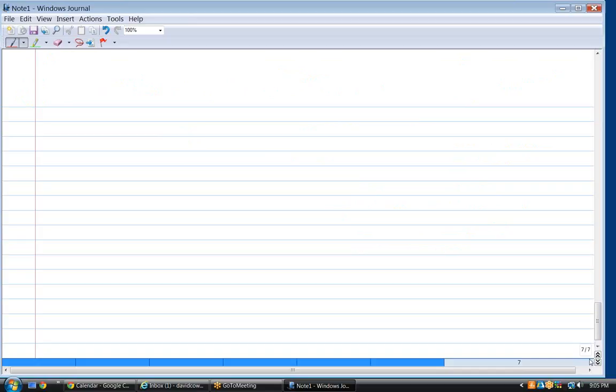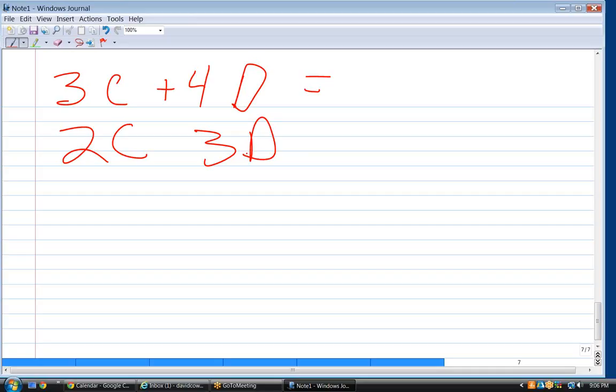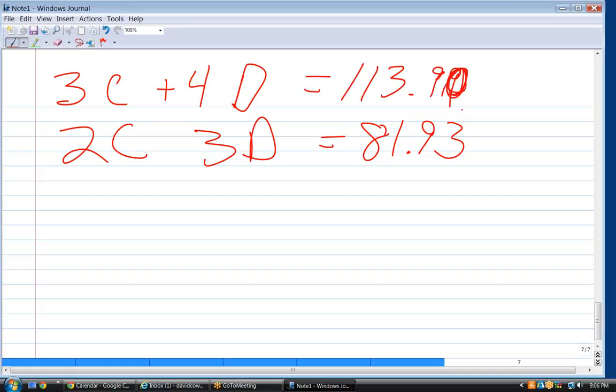Got another word problem? I do. Let's do it. Okay. Kathy and Keith went into the media store. Kathy bought 3 CDs and 4 DVDs for $113.90. Keith bought 2 CDs and 3 DVDs for $81.93. And it says use this information to determine the price of a CD and a DVD. What was the first total? 3C plus 4D was what? 113 and 99 cents. Sorry. 90 cents. It's all right. Sorry about that. No problem.